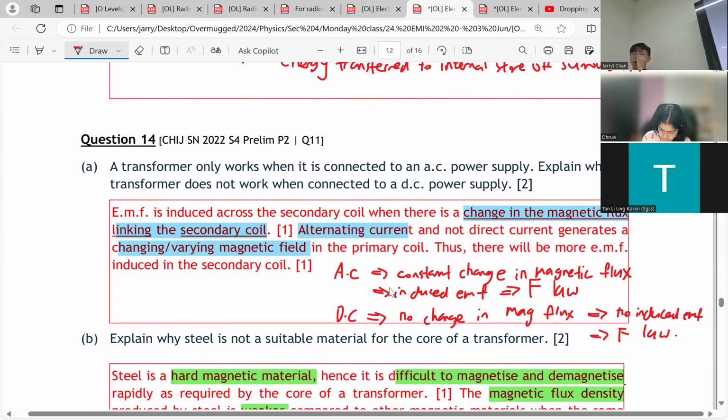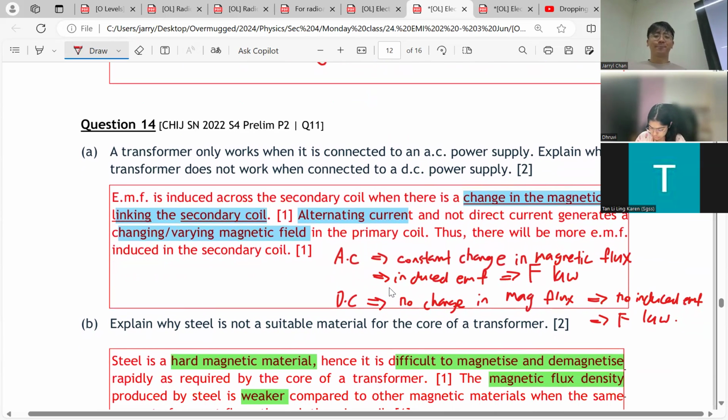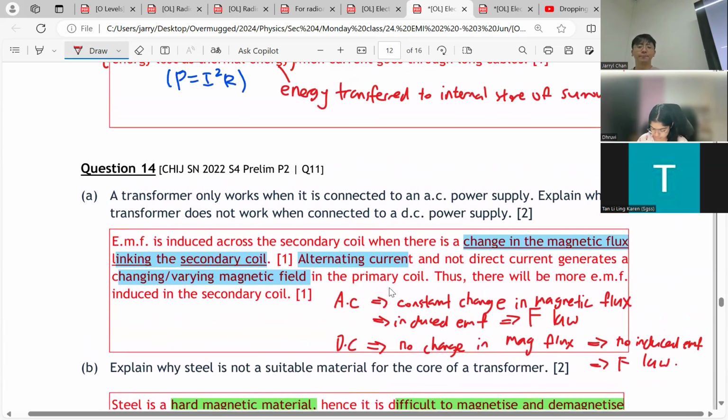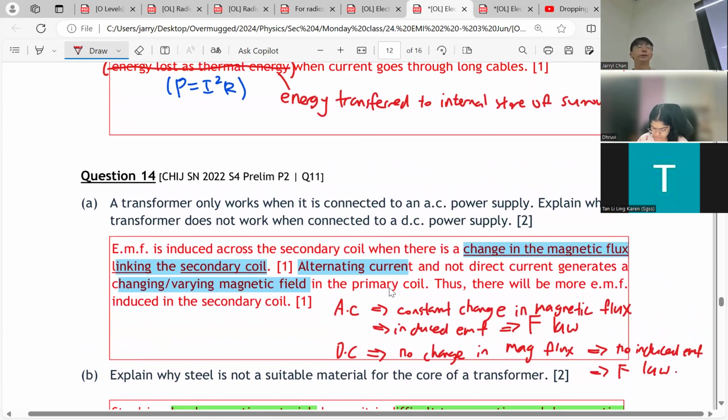Honestly, if you write Faraday's law one time, it's fine. If you want to quote it both times because you are explaining it once again, please go ahead. Give 2 marks. 14B. Okay, can I finish this first?